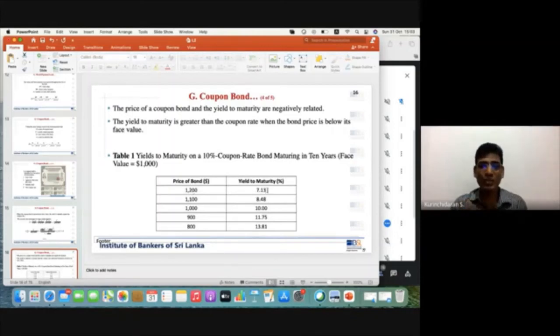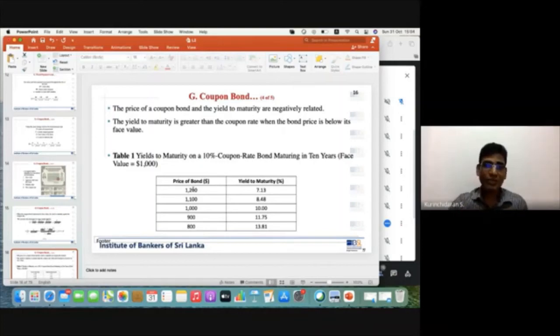So when you give more price to the bond, your yield, that means your profit, keep this idea in your mind, will be lesser. So that's what the very first sentence says: the price of a coupon bond and the yield to maturity are negatively related. When the price goes up, your yield is less.